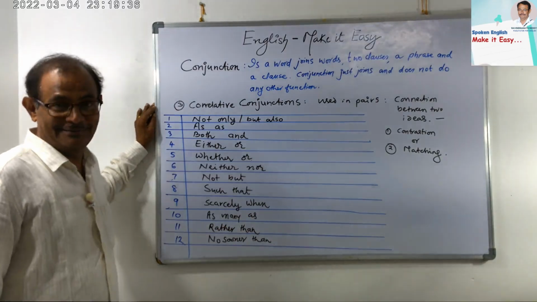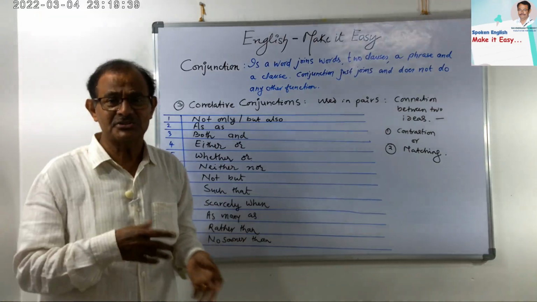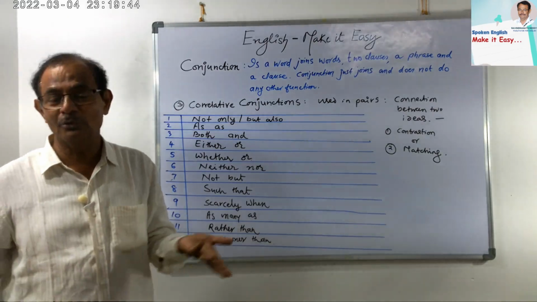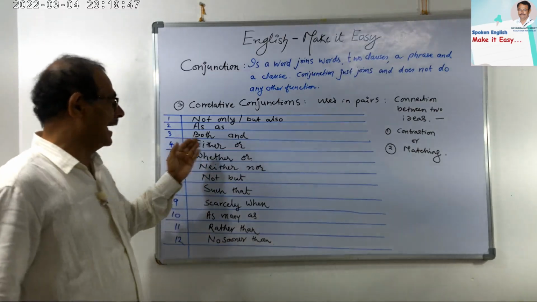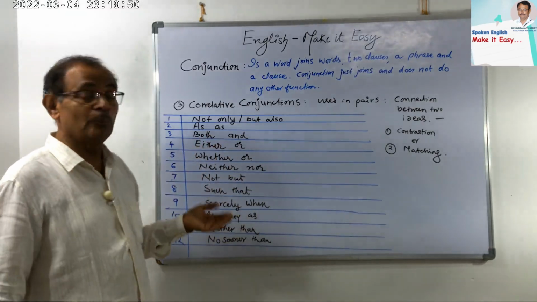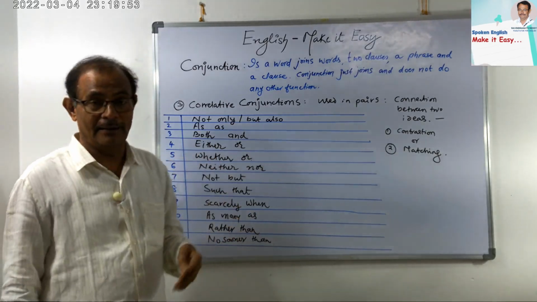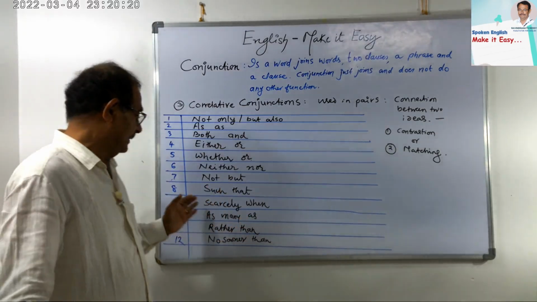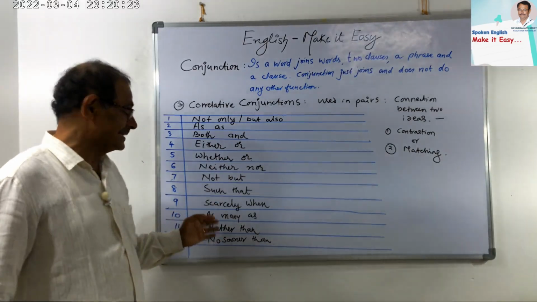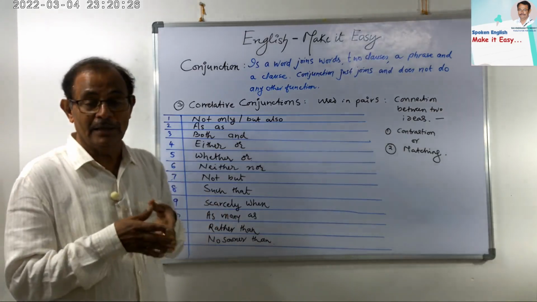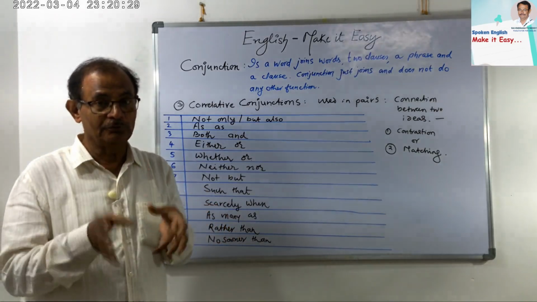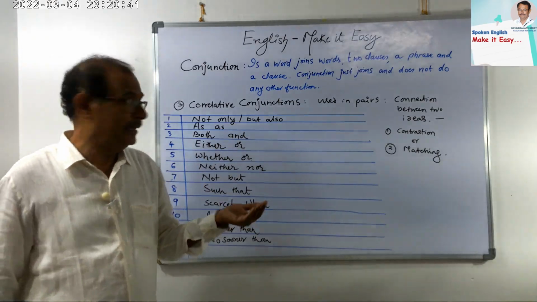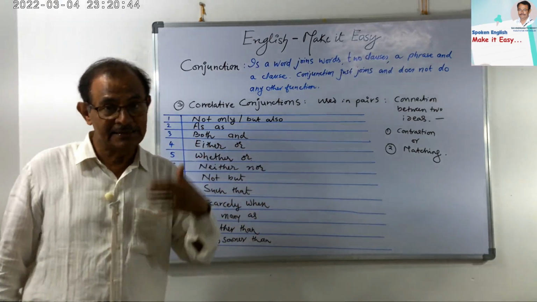Not only, but also. Ramesh not only studied well but also played games in his school. Like that we can use it. As, as. And both, and. Then either, or; whether, or; neither, nor. This is also very easy. Not, but. Then such, that. Then scarcely, when. These cannot be separated. You have to use them in pairs only. See here, used in pairs. In a single sentence they should appear, and not only, but also must appear in a single sentence.